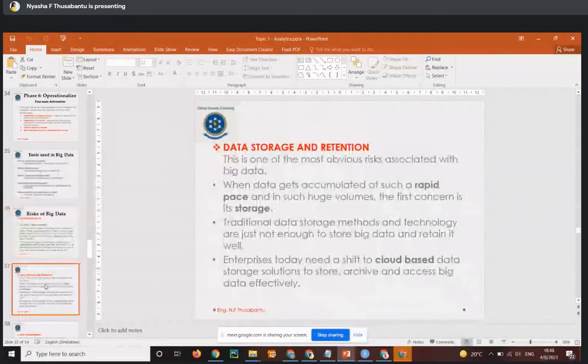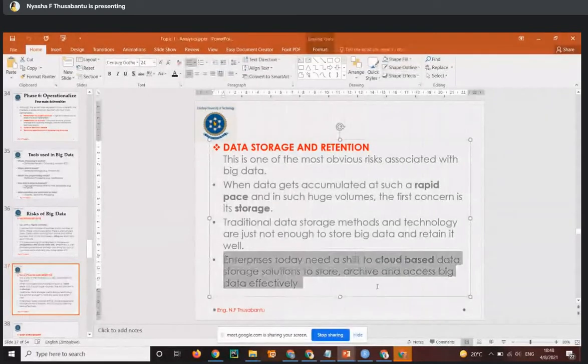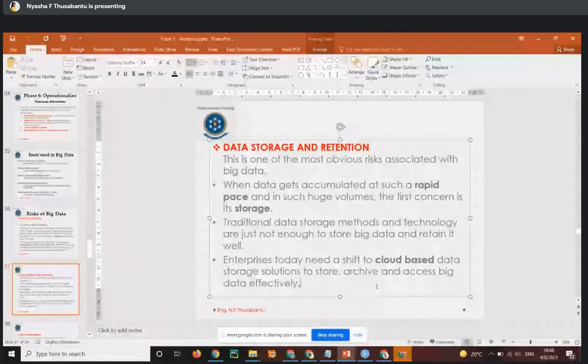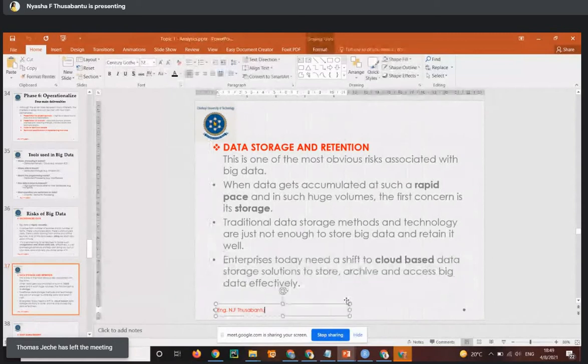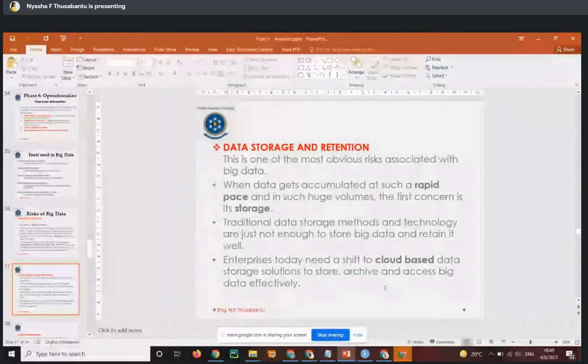Number two, storage and retention. Because of the rapid pace or the exponential growth that we talked about, data storage and retention is always going to be a challenge. These days, we are moving towards cloud-based storage solutions, but in the near future, it's going to be eliminated. We are still talking about cloud storage, but already some, like Facebook, are already talking about edge computing, and we're still studying cloud computing because they realize there are challenges that also come with that.